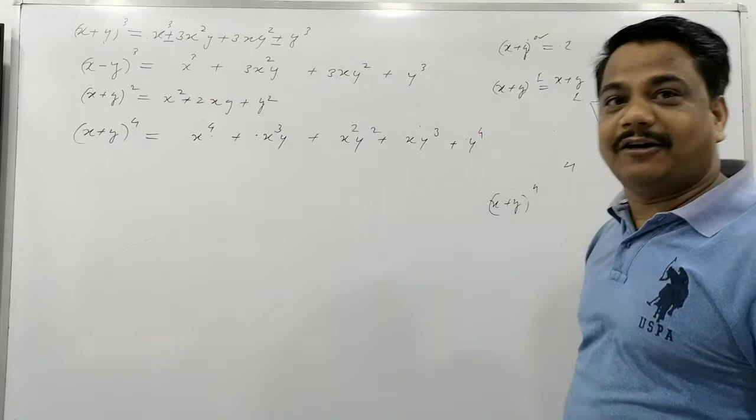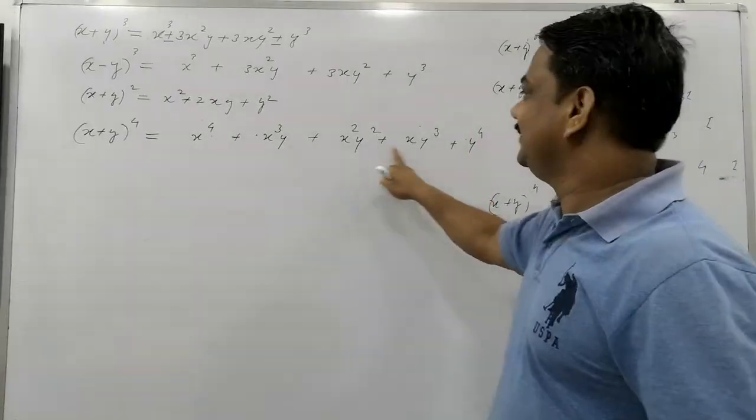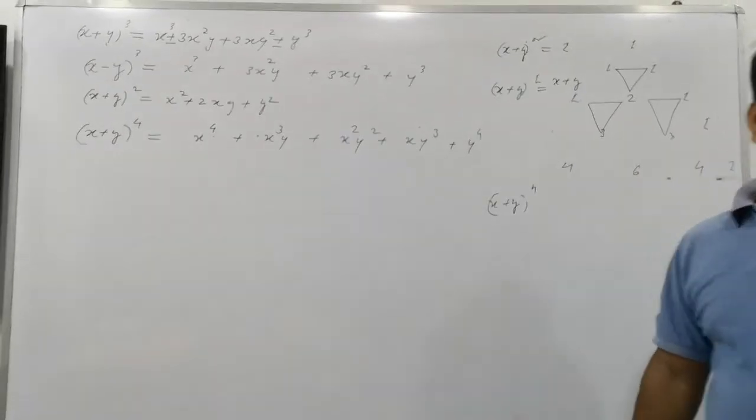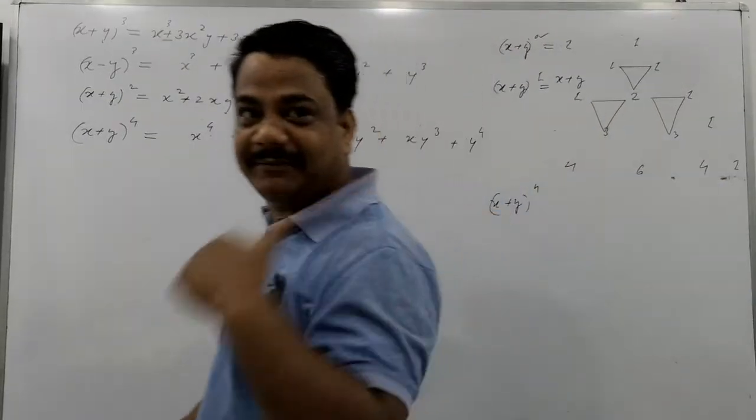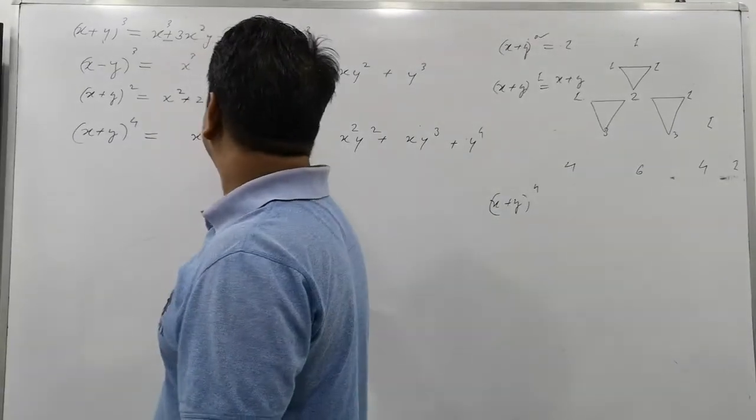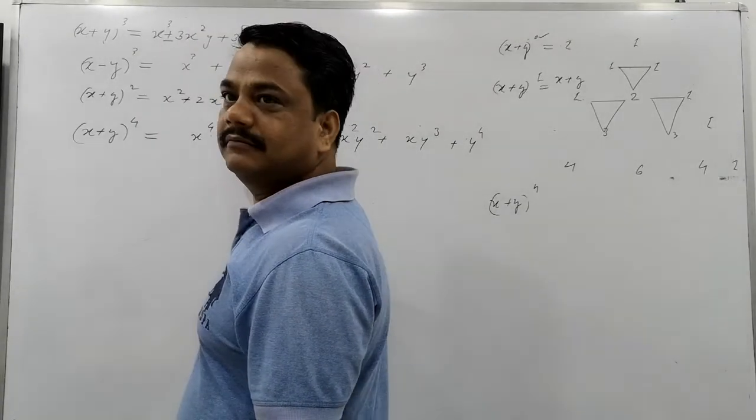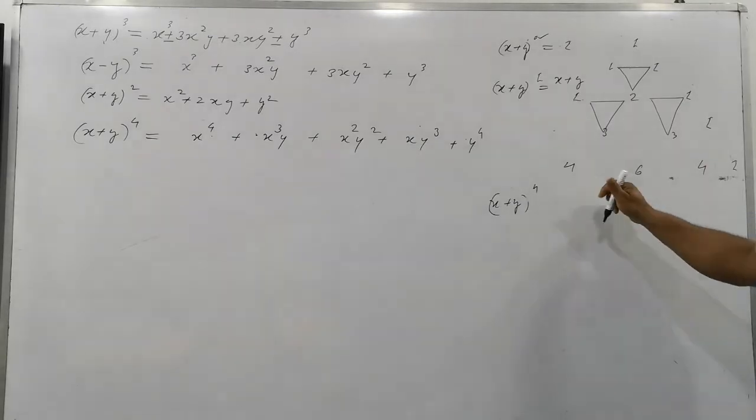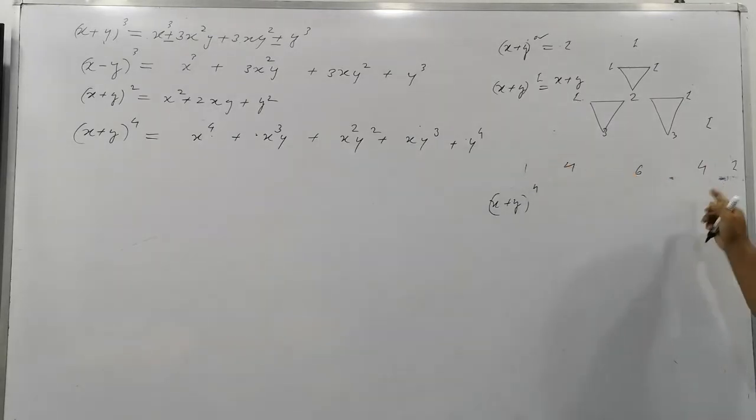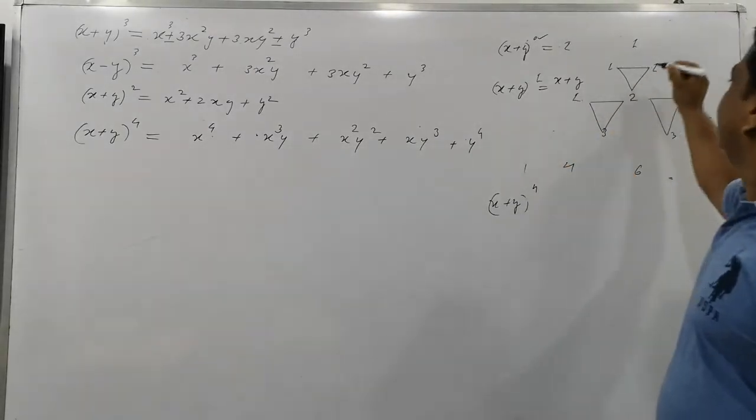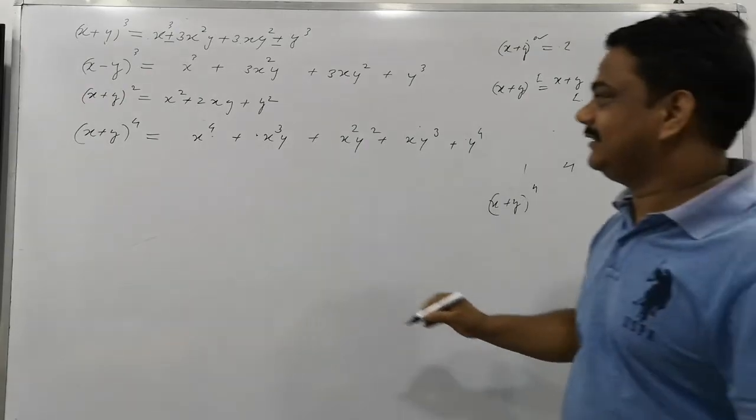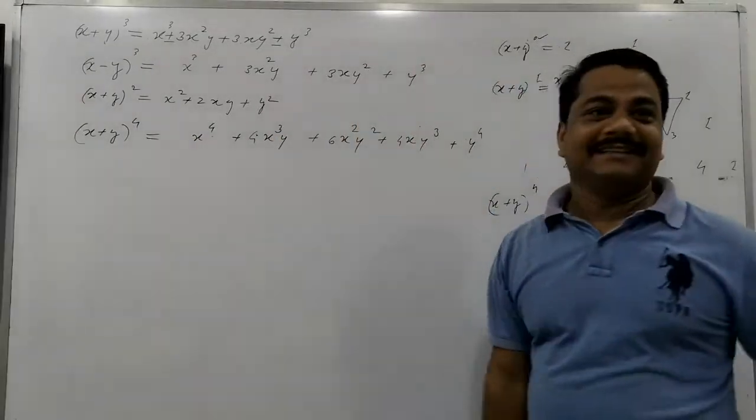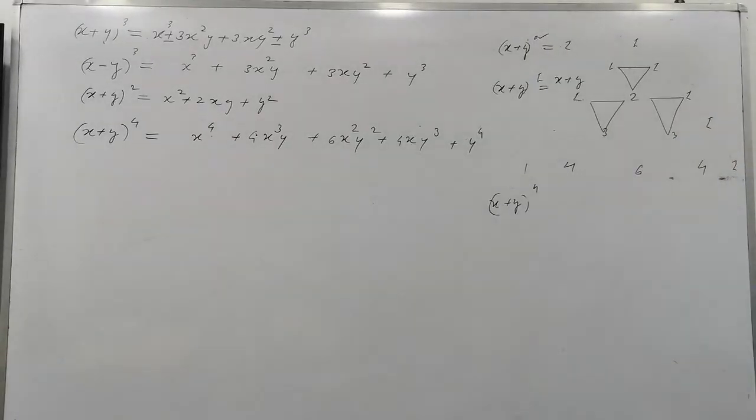Please count how many terms there are. 1 2 3 4 5. Power is 4, terms are 5. Now, what are the coefficients? 1 4 6 4 1. Yes, 1 4 6 4 1. This is the identity for x plus y whole to the power 4.